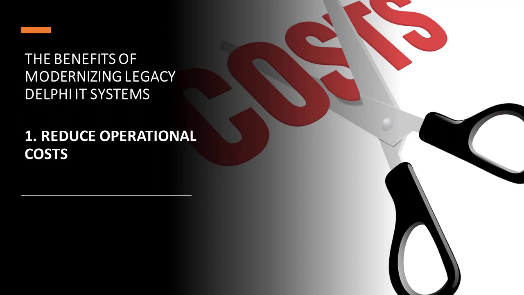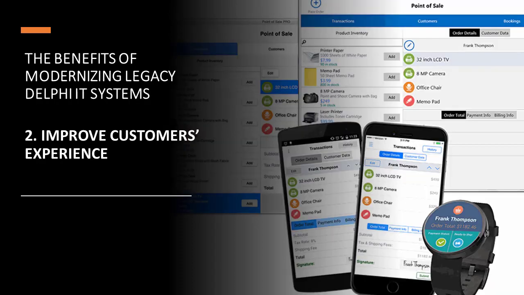A modern IT system with high performance means less failure, fewer support tickets, less customer service and support team, and happier customers. Number 2. Improve customers' experience. Modern IT systems look better than legacy IT systems and therefore appeal more to customers. Modern IT systems are likely to have more features and can communicate with other software.